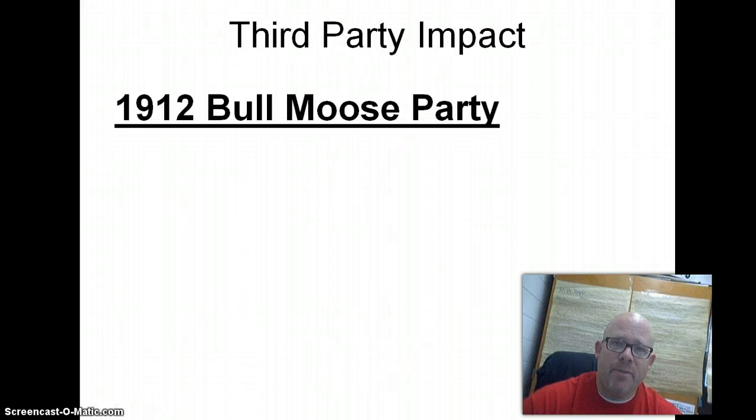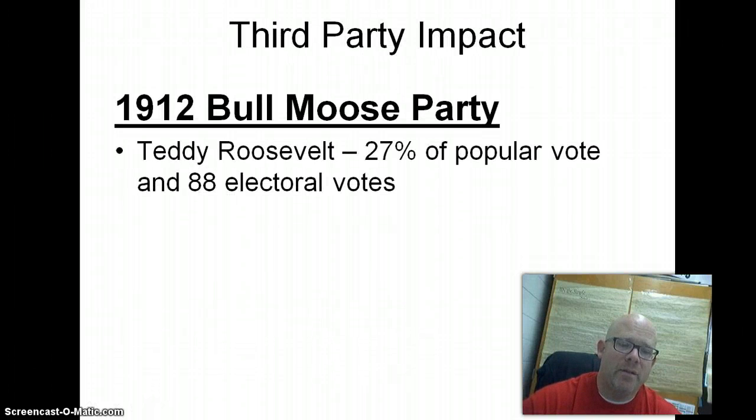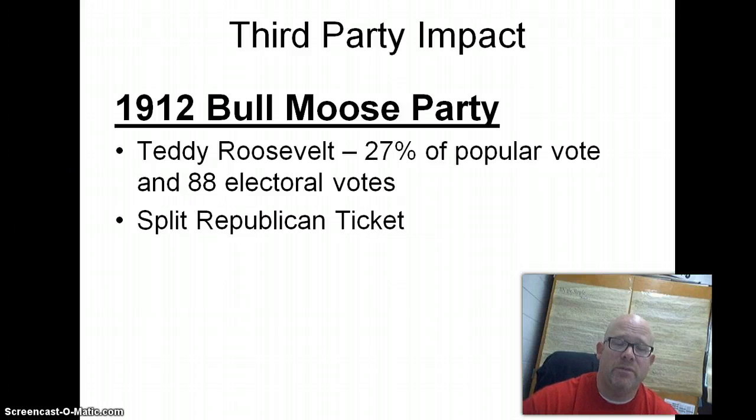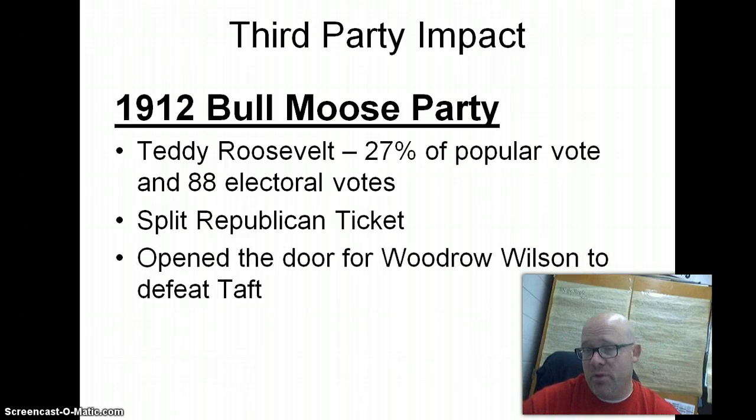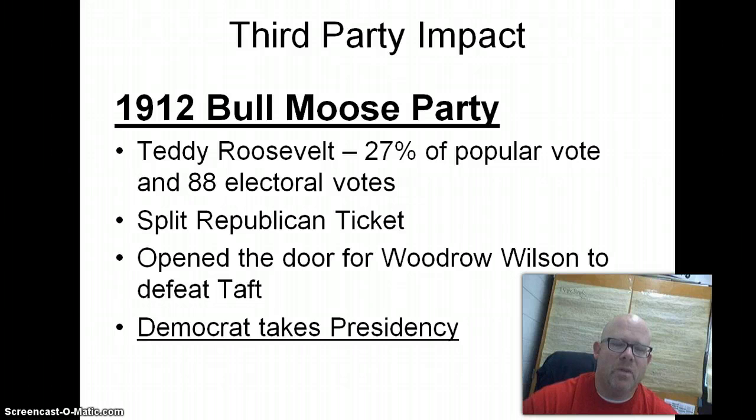All right, the first example of true third-party impact is the Bull Moose Party with Teddy Roosevelt. Teddy Roosevelt is going to get 27% of the vote and 88 electoral votes. He is going to split the Republican ticket between himself and Taft, and he's going to open the door for Woodrow Wilson to win. So this is a great example of a third party not winning an election, but having a big impact on the result. And in this case, the Democrat taking the presidency is one of the few times during the era of Republican dominance in that party era.